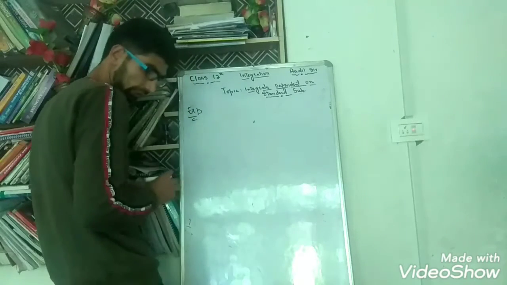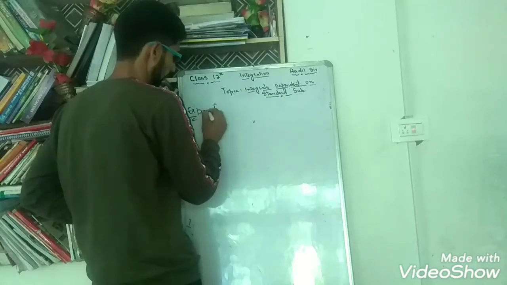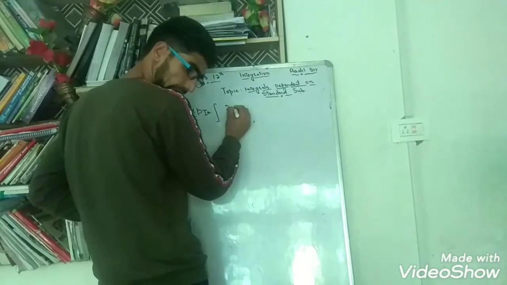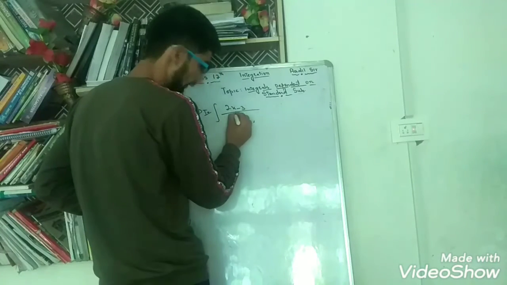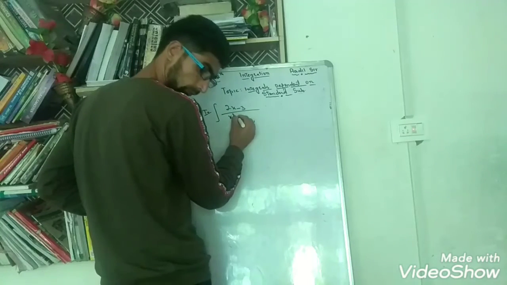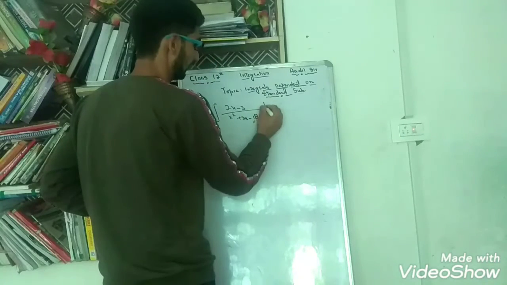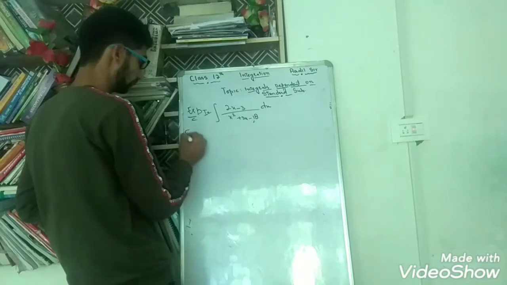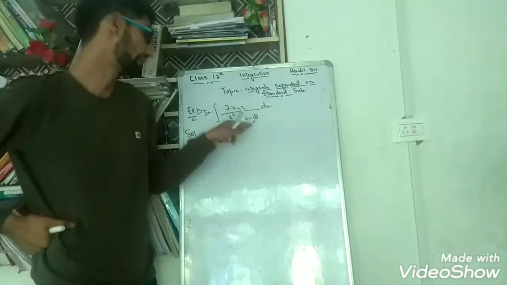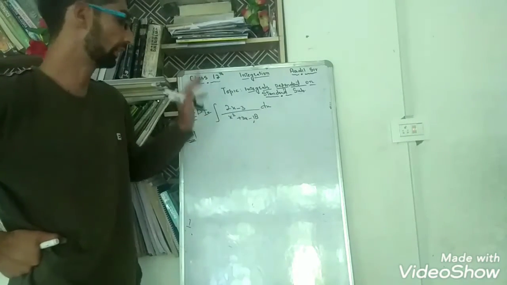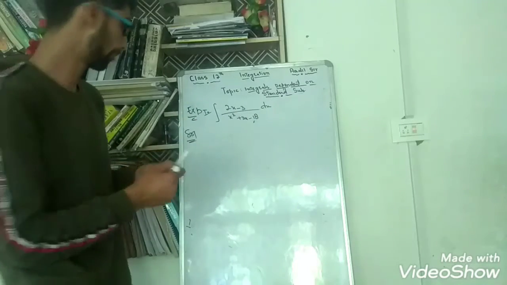If we have an integral of the form I equals (2x minus 3) divided by (x square plus 3x minus 18) dx, how can we solve it? As I have already given you, if we have a quadratic in the denominator but linear in the numerator, we have to substitute this numerator.